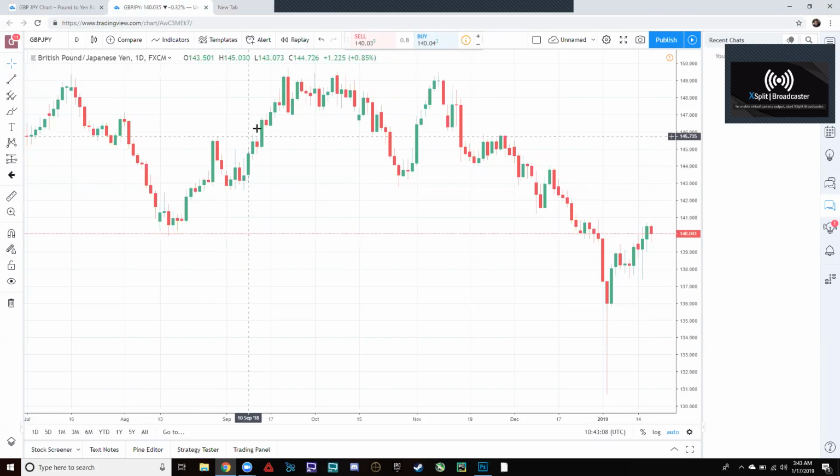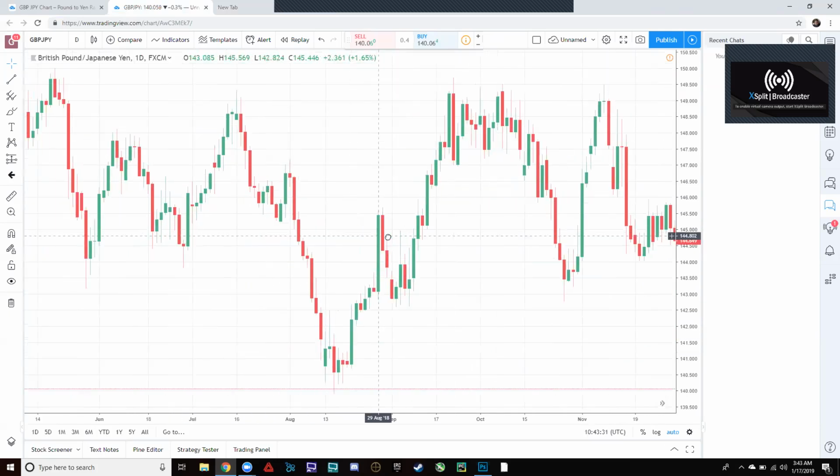Resistance is when it hits the ceiling. Like here, where it hit this point and then it couldn't break past that point, you can see that it tried multiple times and it didn't succeed. So that's the ceiling or the resistance. So you have your support and resistance.